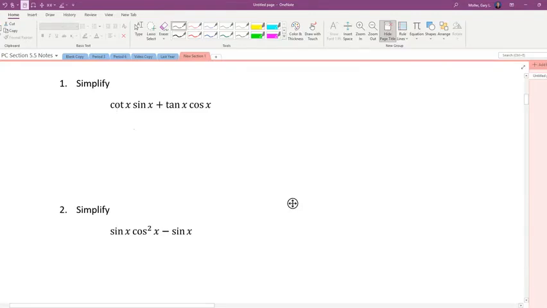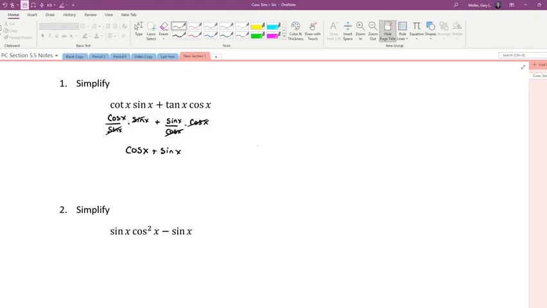So cotangent of x is going to be cosine x over sine of x times sine of x plus sine of x cosine of x times cosine of x. My cosines cancel, my sines cancel. Looks like I have cosine x plus sine of x. I don't see this getting any better than this. I suppose we could try something like turning cosine into 1 over secant or something, but I really don't think that's going to take us anywhere. So let's go ahead and call this one simplified.